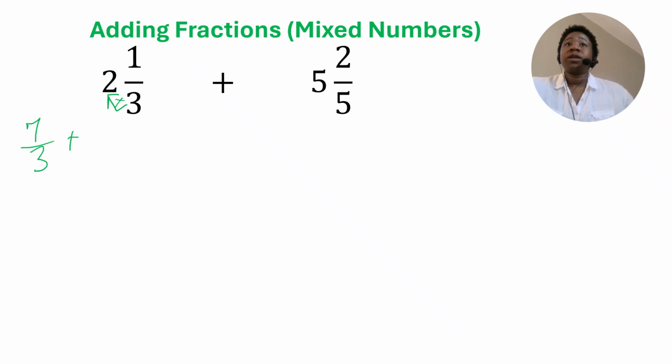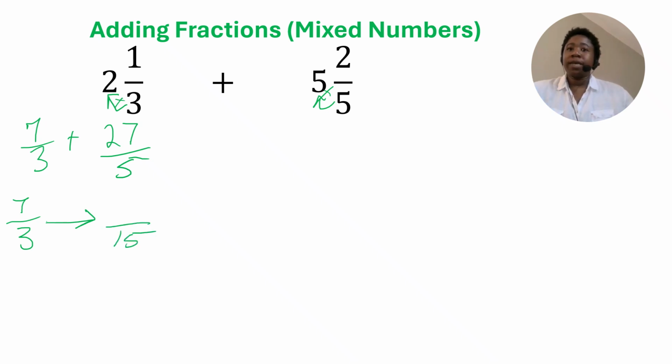5 and 2/5 rewritten as an improper fraction is 27 over 5 because 5 times 5 is 25. 25 plus 2 is 27. Again, we don't have a common denominator. But from the previous example, we know that this common denominator will be 15. Again, what do we multiply 3 by to get 15? And it's 5. Whatever we do to the denominator, we must do to the numerator. So 7 times 5 is 35. 7 over 3 rewritten with a denominator of 15 is 35 over 15.